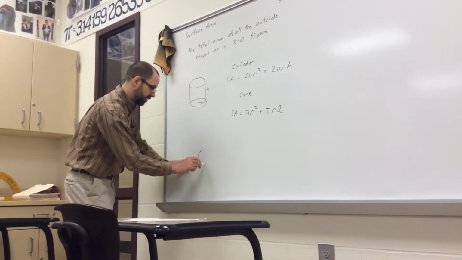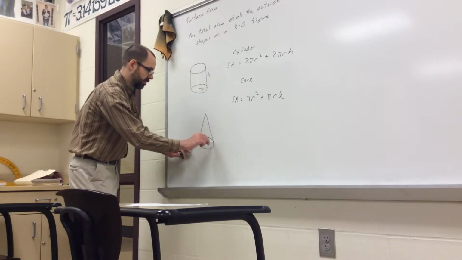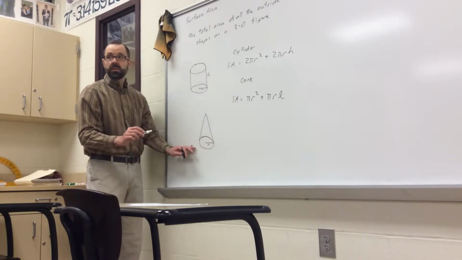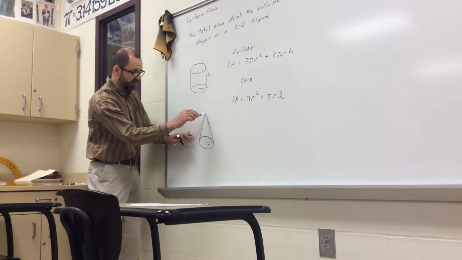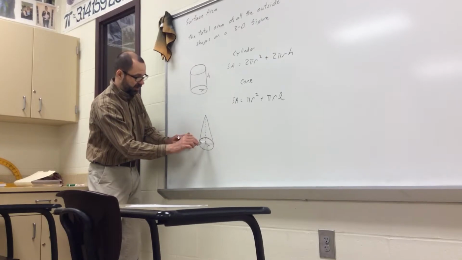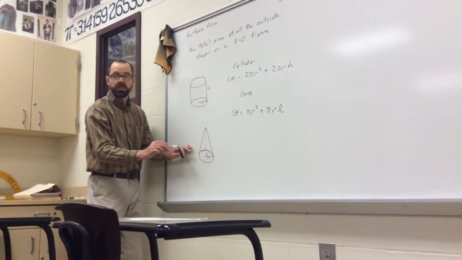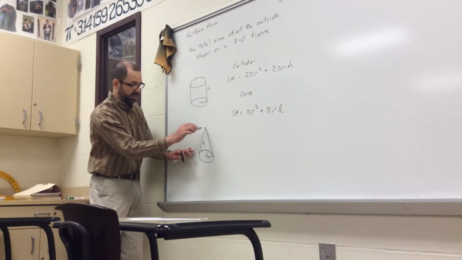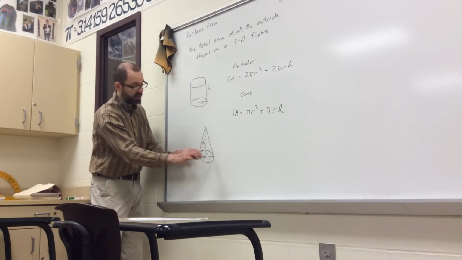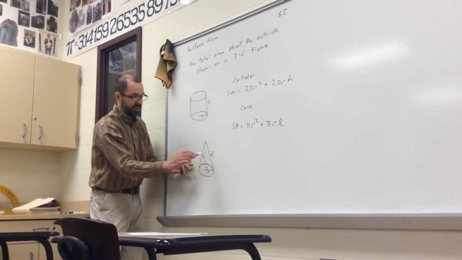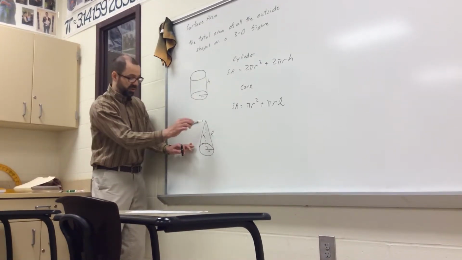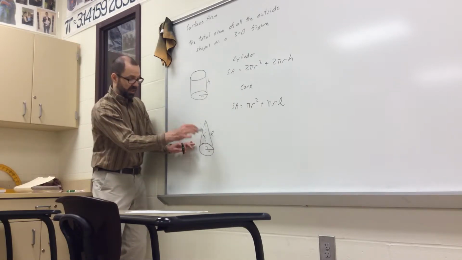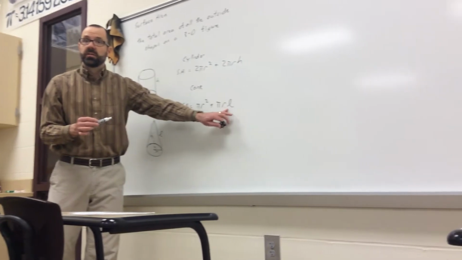So a cone looks like this. The radius is here. If you go straight down through the middle of the cone and make a 90, that's called the height. That's the H. And then this measurement on the outer edge of the cone, slanty, that's the L. That's called the slant height. So there's the straight up and down height, and then there's the slant height on a cone. And the L is the one that you use there.